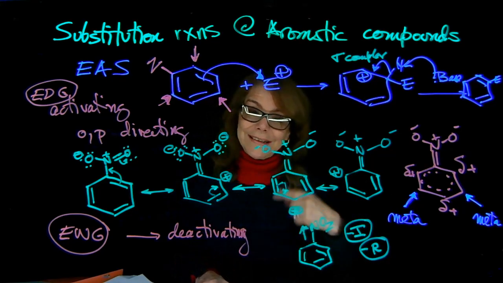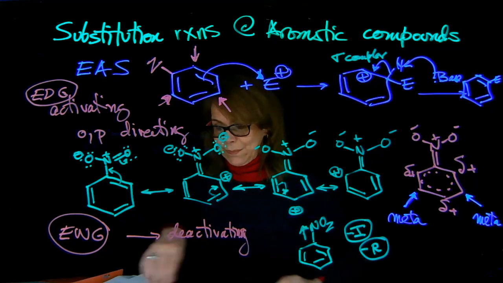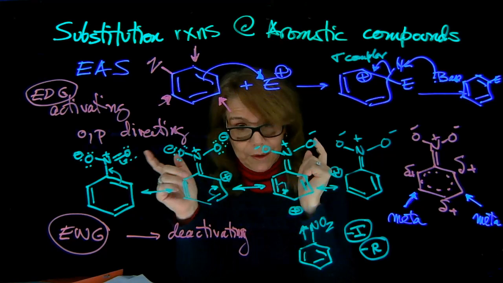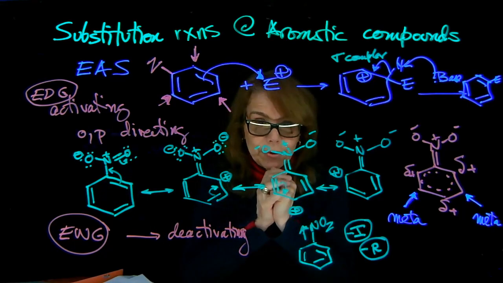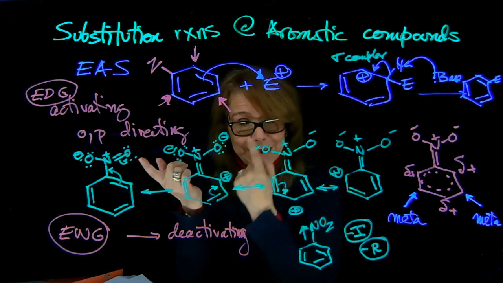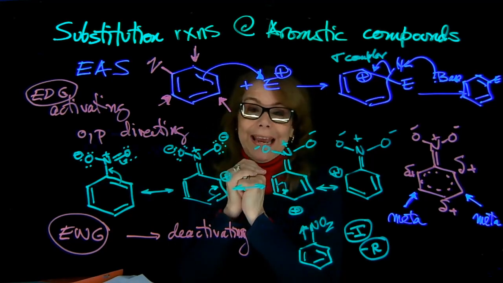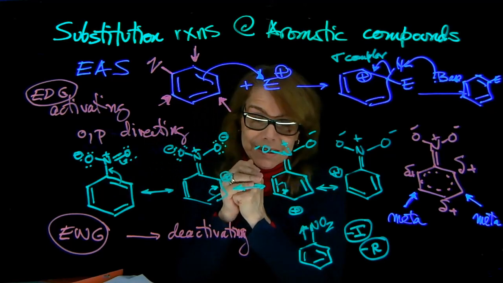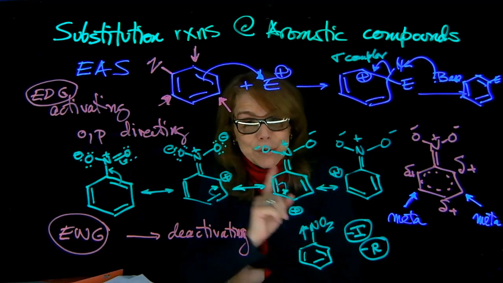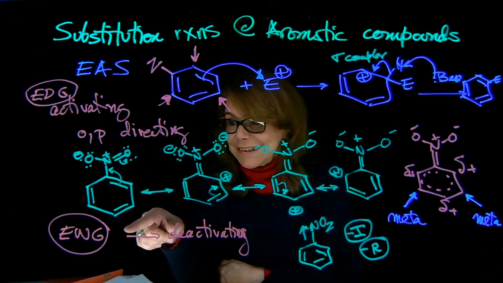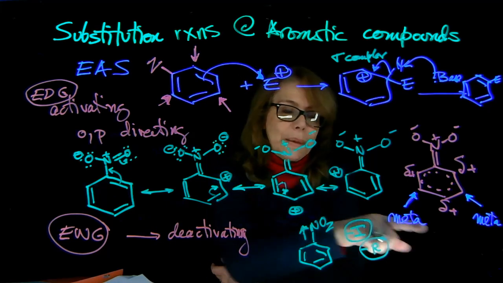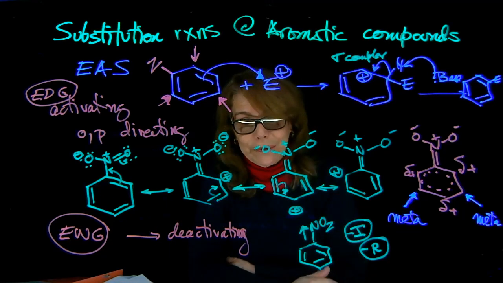Okay, so we're going to analyze now another case, our exception, in another video. But for now, keep in mind, all of the activating groups react faster than benzene. That's why they are called activating, and they are ortho-para directing for another substitution. And we have one exception, but many deactivating groups, the ones that react slower than benzene, are meta directing. An example of that is the nitro group.